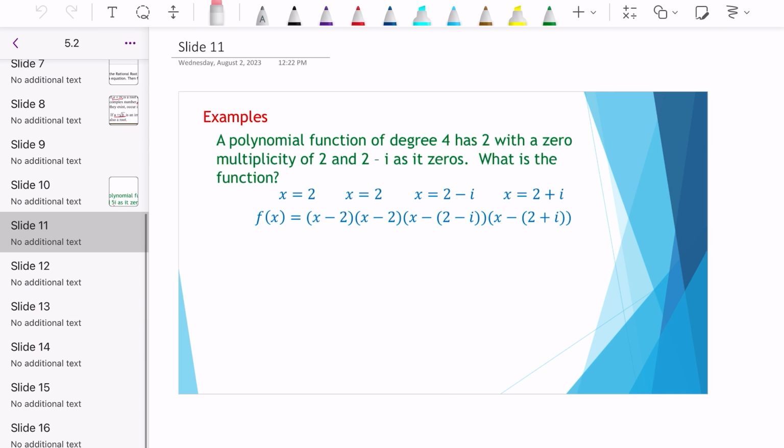In slide 11, we are seeing the same problem that we saw before, but the difference here is what is the function. So we're no longer looking for the zeros or what x is equaling. We are now looking at what is the original polynomial that we started off with. So from our answers, what we are going to do is bring over the positive 2's into the left-hand side.